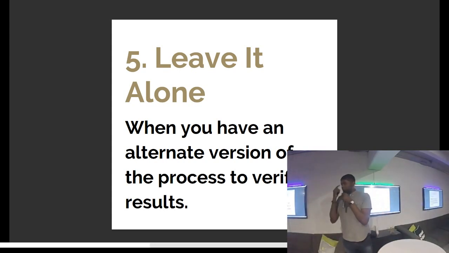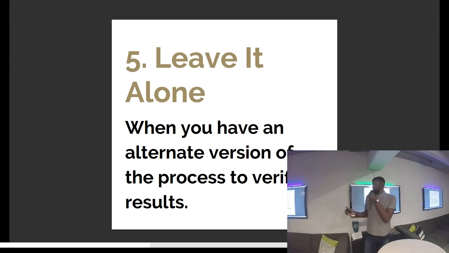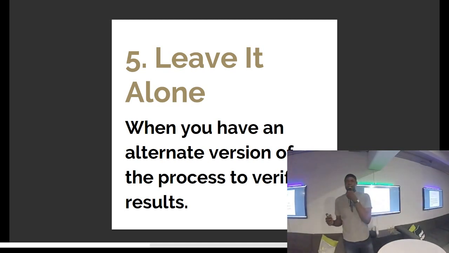So the fifth pattern is leave it alone. This is when you have another process that you can then use to verify. This is really good when you're trying to optimize something. Say you already have a system in place that does what you want it to do, but it's just not running as fast as you'd like.